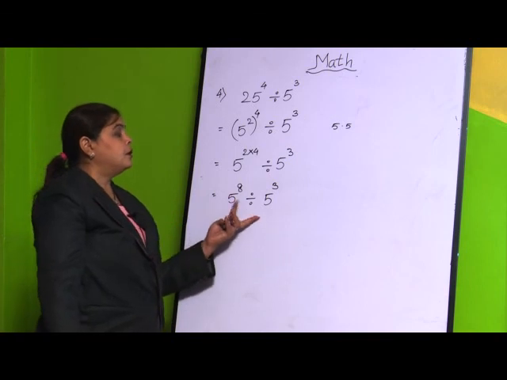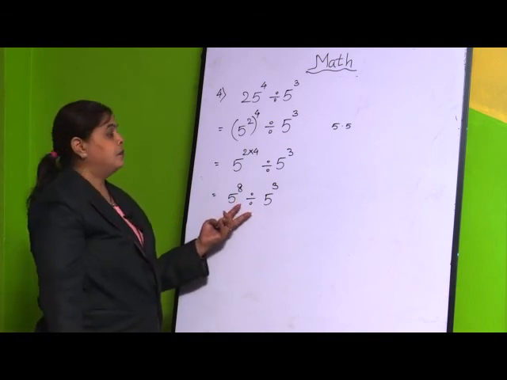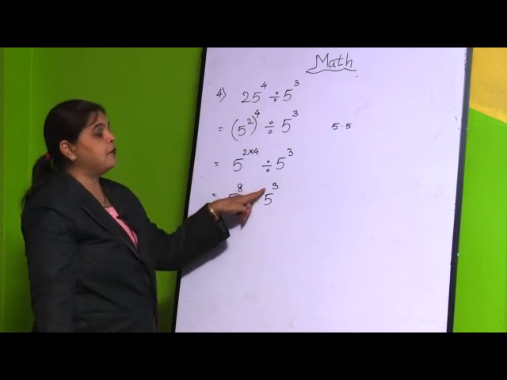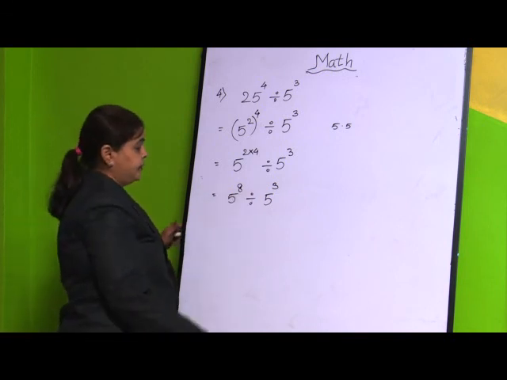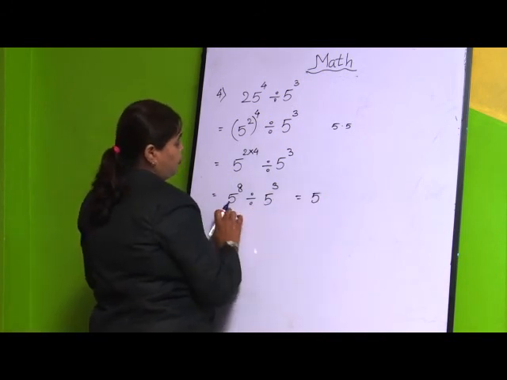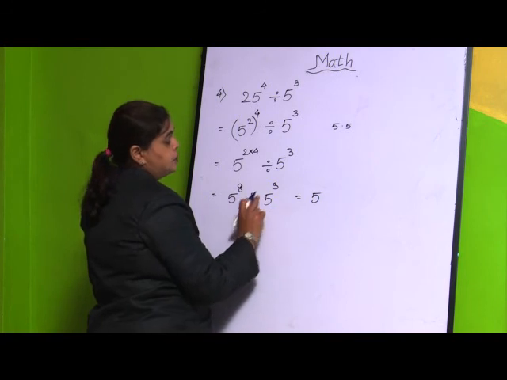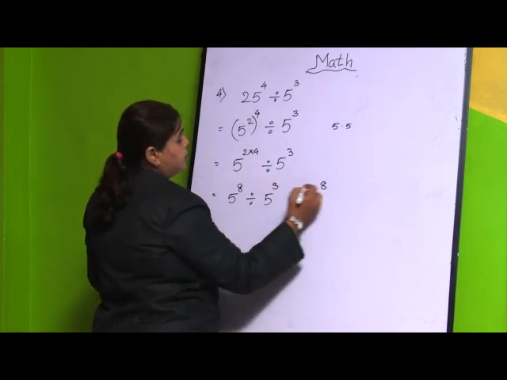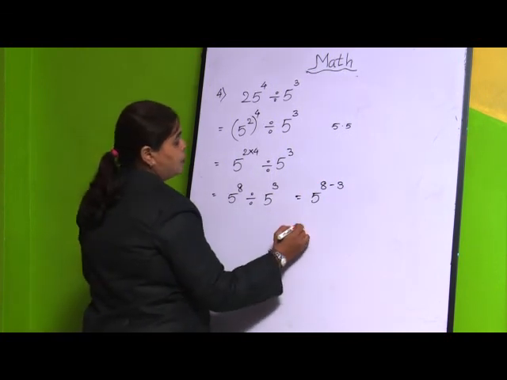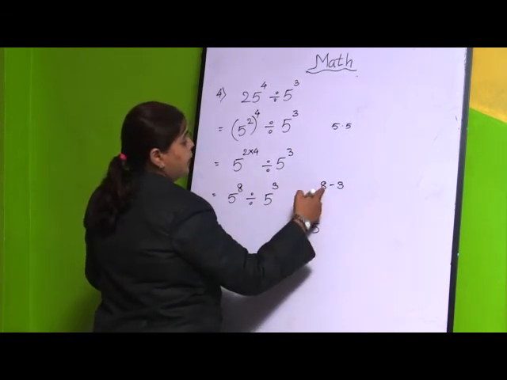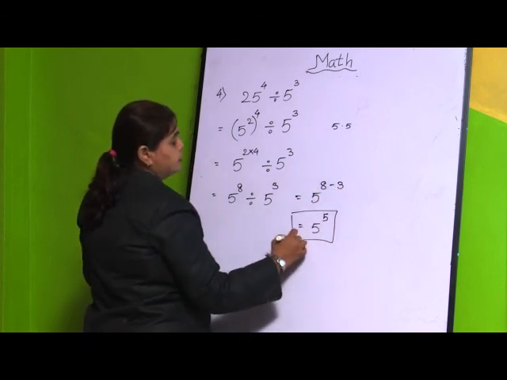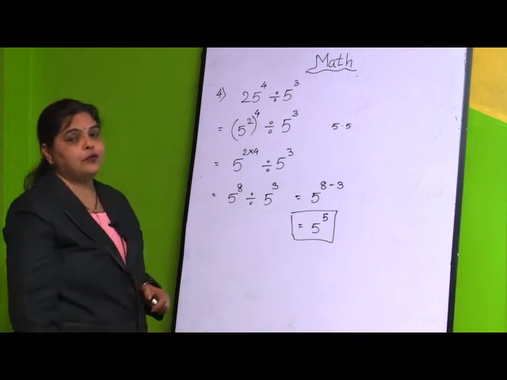Now, here the bases are the same, but we are having the division here. So, the powers should be subtracted. So, what we will write here is 5, here both are the same, but it is a division. So, we will subtract the powers, that is 8 minus 3. So, what will be the answer? 8 minus 3 will be 5. So, the answer is 5 to the power of 5.